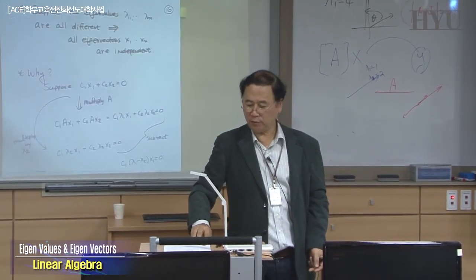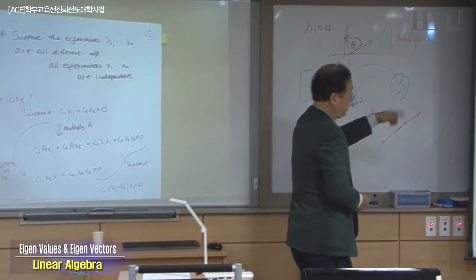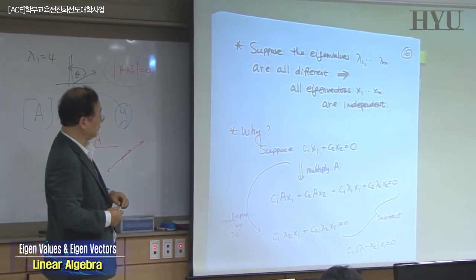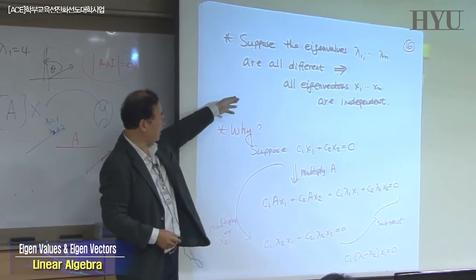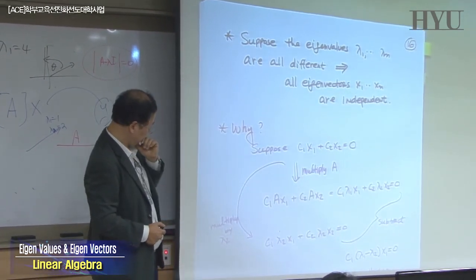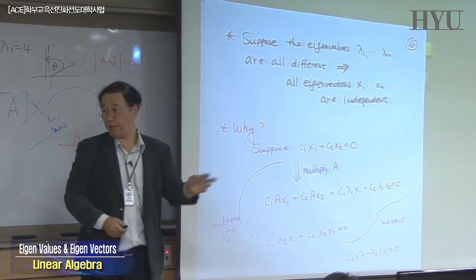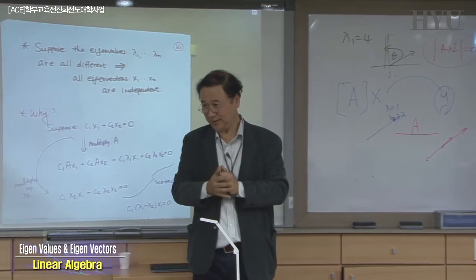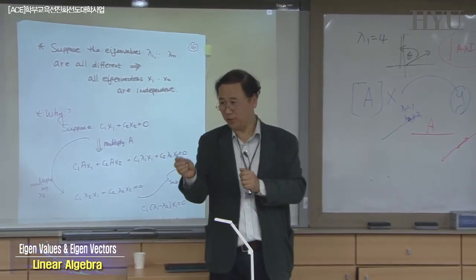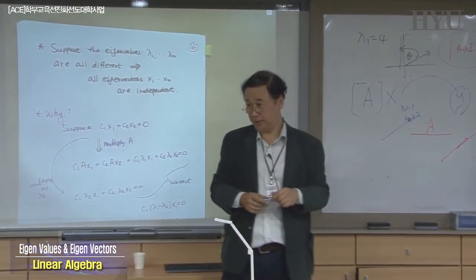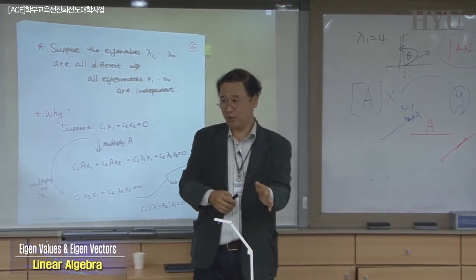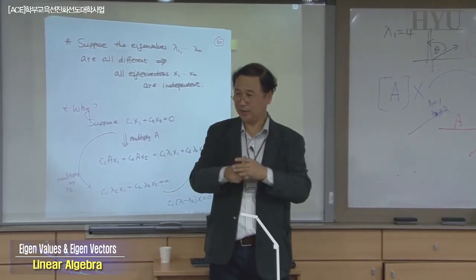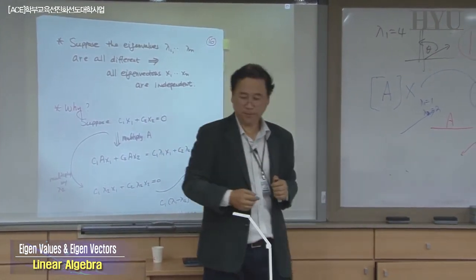Actually, this is a proof. When all eigenvalues are different, then all these eigenvectors are, I say, independent. I made a mistake, it's independent, not orthogonal, okay? In certain cases they are orthogonal, but this is just independent. So when you have eigenvector 1, eigenvector 2 should be independent. But in some specific cases, there's orthogonal, okay? So this is the proof.